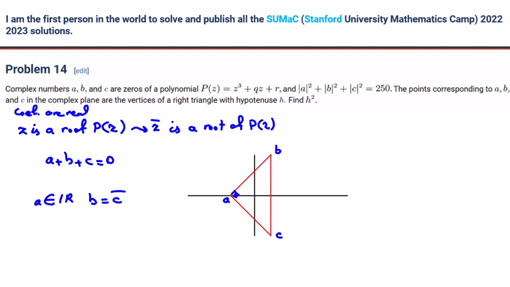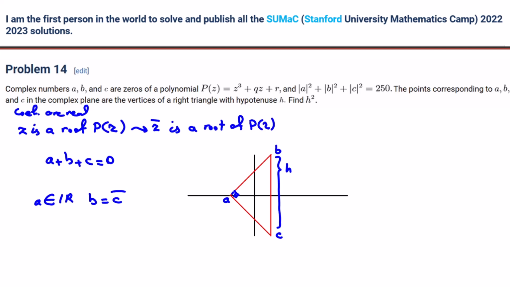Now A squared plus this squared plus this squared is 250. It says the points corresponding to A, B, and C in the complex plane are vertices of this. Find H. What's H? The hypotenuse, the length of this one, right? So this one is H. Want to try the rest on your own? Okay. I think it gets that H squared is 1500. H squared is 1500. Yeah, that's what I thought.